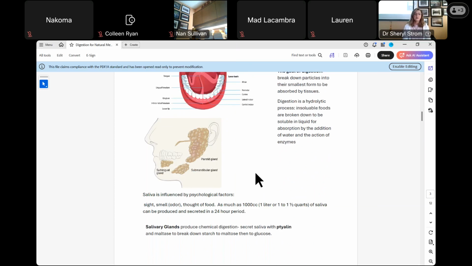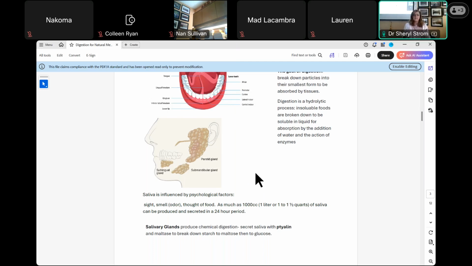Now the salivary glands. We have 3 sets. Saliva is influenced by psychological factors. Yes, please put this in. You will see it, you will smell it. Odor is sort of a bad thing; aroma is a good thing, a good smell. The thought of food. Is somebody hungry?